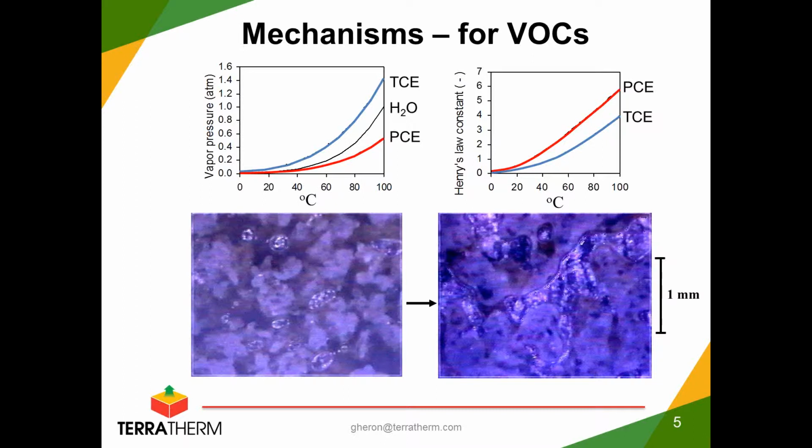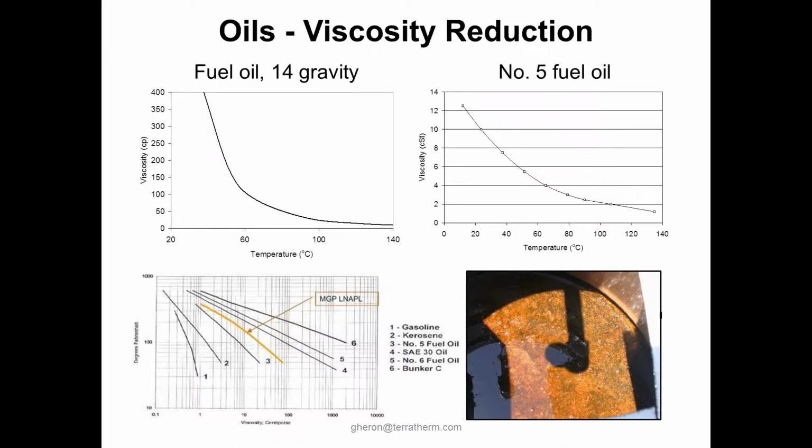But the majority of most LNAPLs is less volatile than that and needs to be addressed in a slightly different way. This slide shows you the main thing that happens to the liquid properties, and that is a viscosity reduction. And depending on how high the initial viscosity is, the reduction is more severe when you have a high starting viscosity. If you look at the upper left, the fuel oil starts with several hundred centipoise or centistoke viscosity, which is real sticky, like thick motor oil.